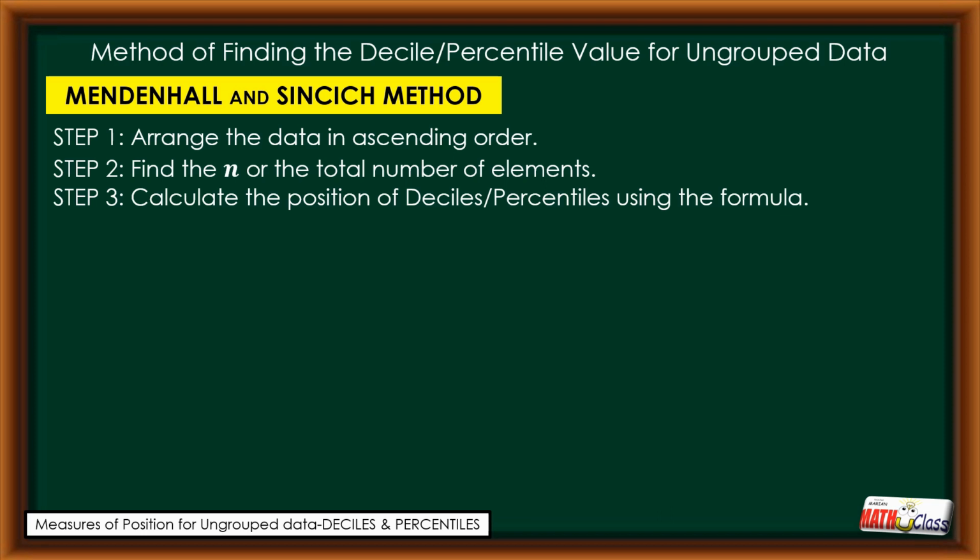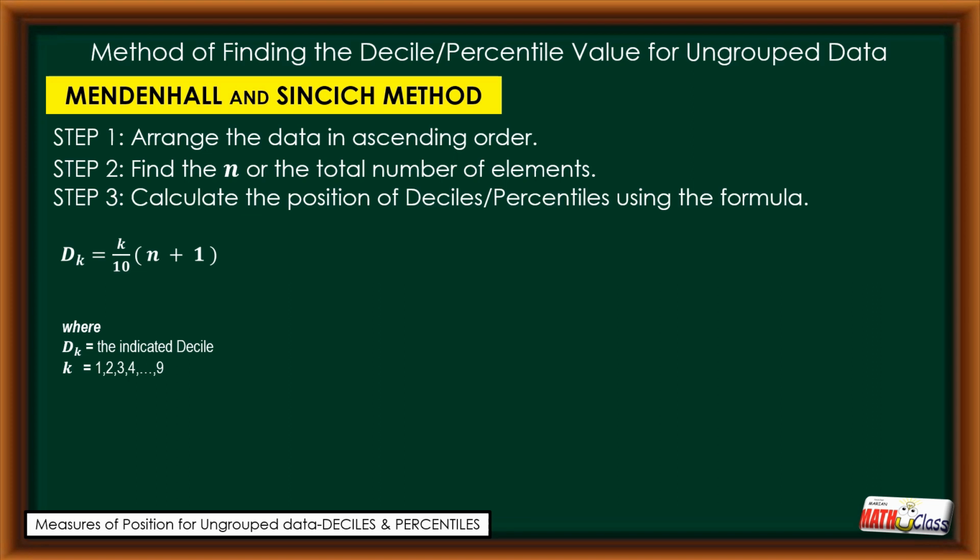In finding the position of the indicated decile, the formula to be used is Dk is equal to k over 10 times the quantity of n plus 1, where Dk is the indicated decile, and k could be equal to 1, 2, 3, 4, up to 9. So here, the denominator is 10 because decile divides the distribution into 10 equal parts.